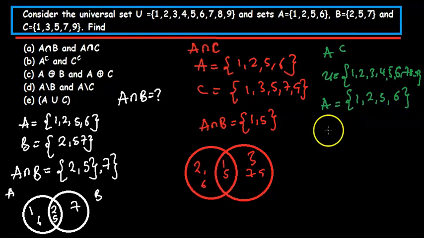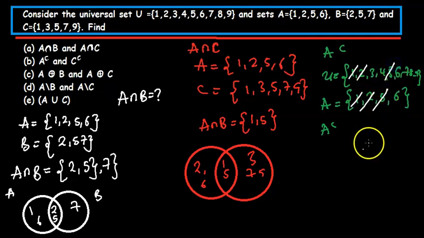How can we find our A complement? We can just do it this way by getting rid of the common terms here. 1 and 1, 2 and 2. Here we have 3, here we don't have 3, but here we have 5, here we have 5, here we have 6, here we have 6. A complement is going to be 3, 4, 7, 8, and 9.